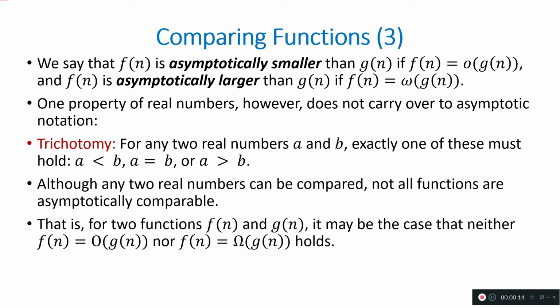However, there is one property of real numbers that does not work in asymptotic notations, and that is trichotomy. It says that for any two real numbers a and b, exactly one of these conditions would hold. Either a would be less than b, a would be equal to b, or a would be greater than b. But this does not always make sense when it comes to comparing asymptotic notations. That means not all functions can be asymptotically comparable.